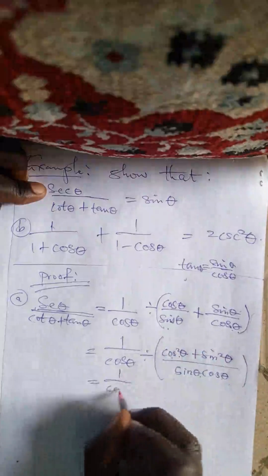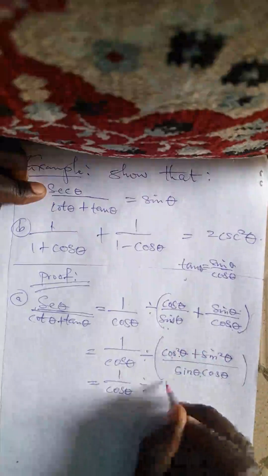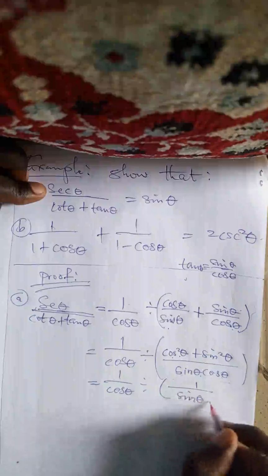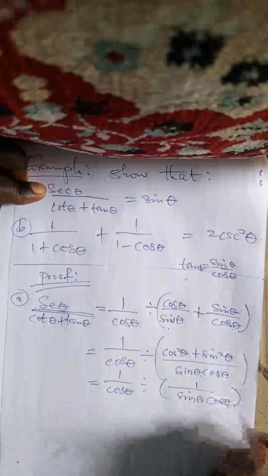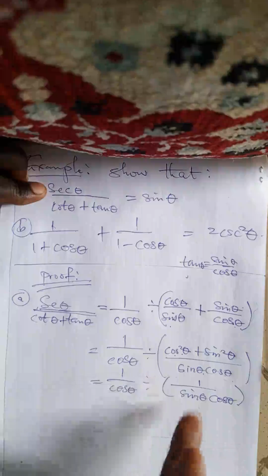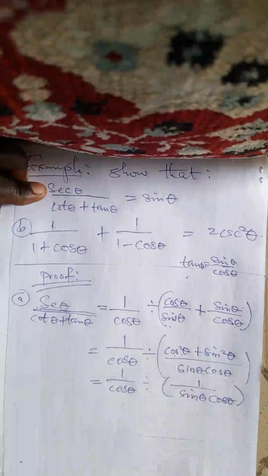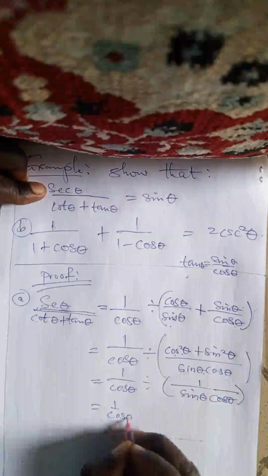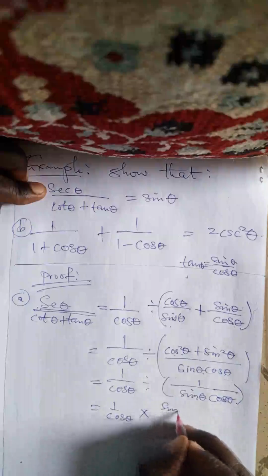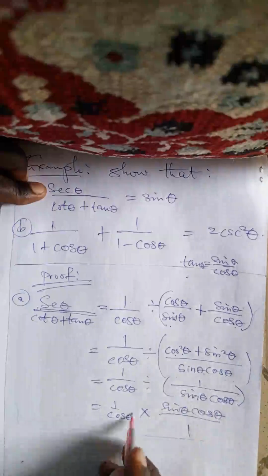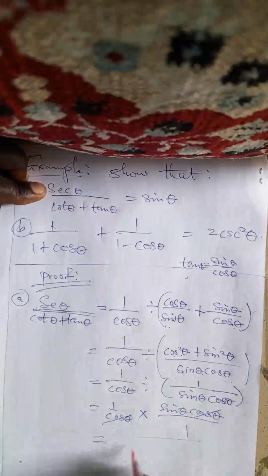So you have 1 over cos theta divided by 1 over sine theta cos theta. Now the division symbol is going to be multiplication, and then we take the reciprocal of the content of the bracket. So 1 over cos theta times sine theta cos theta over 1. So cos theta will cancel cos theta, and therefore we have the answer is sine theta.